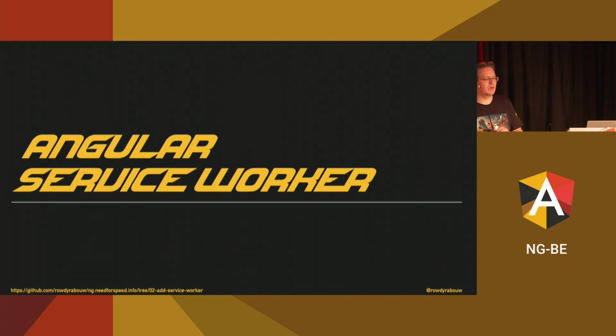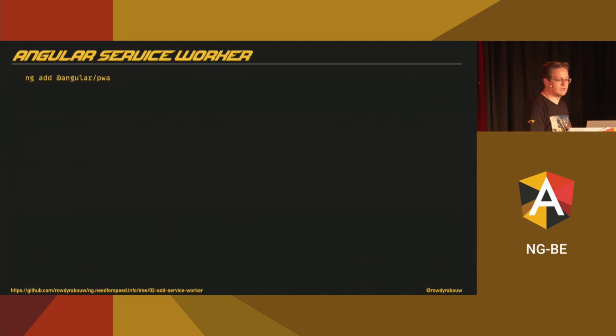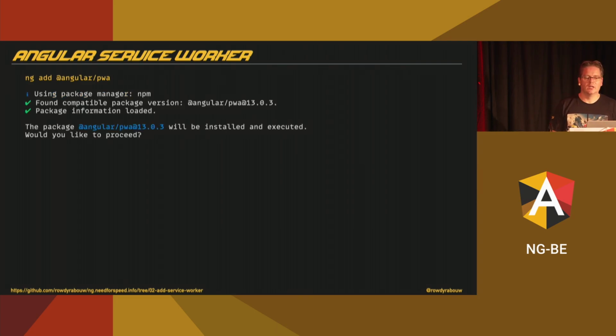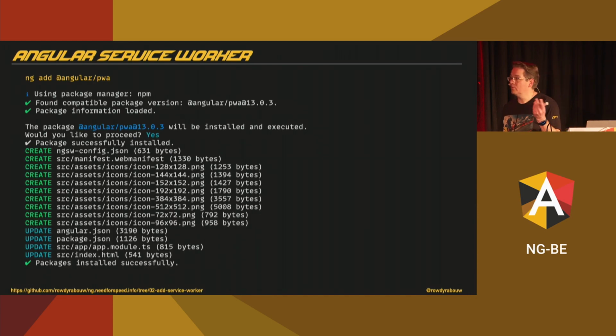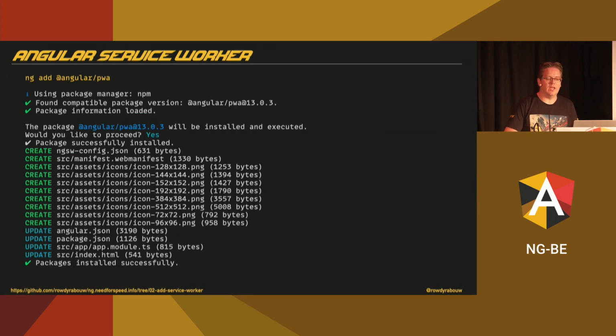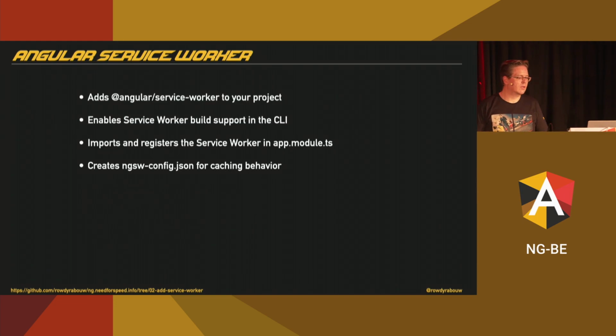Angular has a proper package for it, a dependency you can install. If you use ng add @angular/pwa, it will ask you, well, do you want to proceed? Of course, we want to have that pwa package, and it will create a few files for you. ngsw-config, that's an important one. It will also create a manifest file. I will explain a little bit later what that means. It will generate icons as well, and it will update your package.json, your angular.json, and your app module, and your index.html. So it does a lot of things for you already.